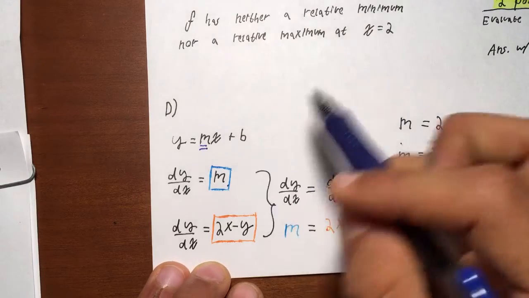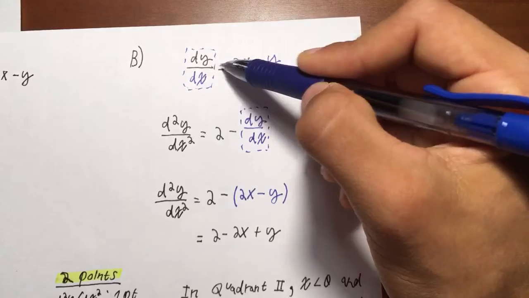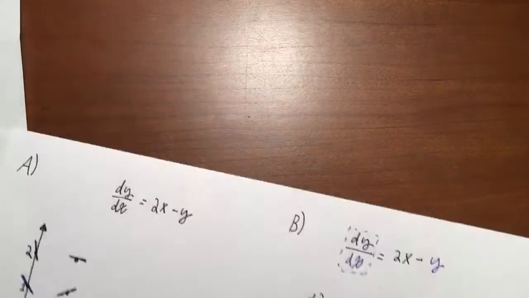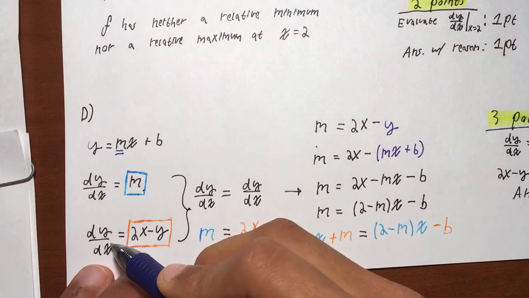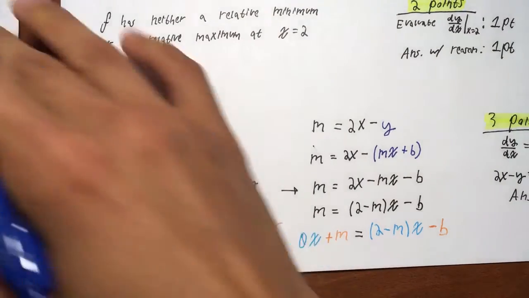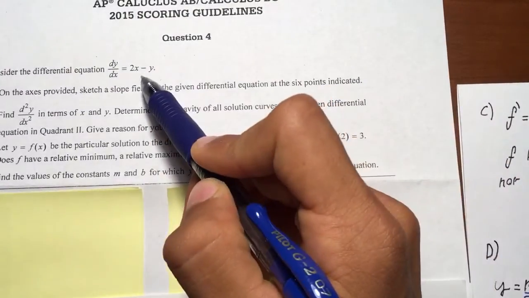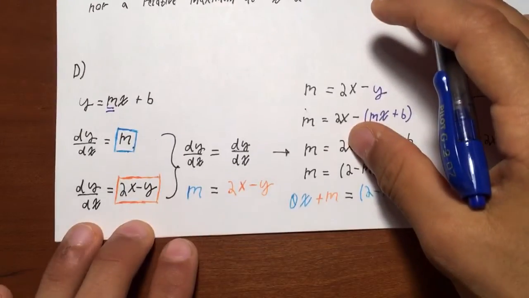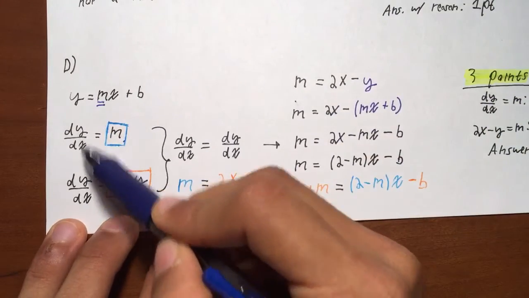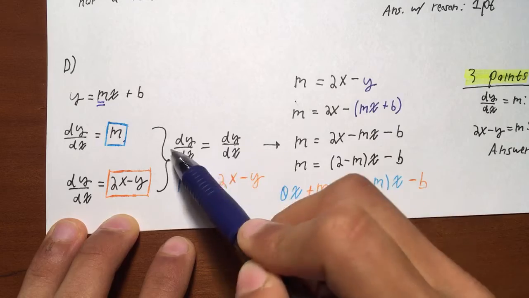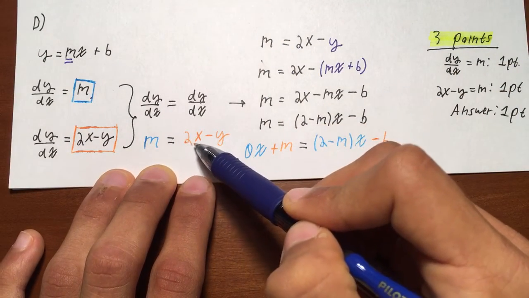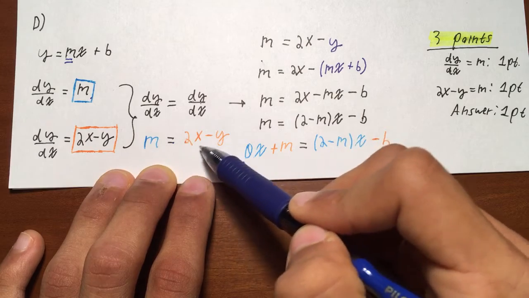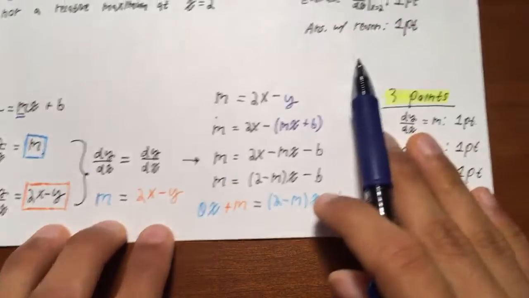Now again, this is all just like the last one, right? Just like before when we found the second derivative and we substituted, you're going to do the same thing here. You realize that dy dx is equal to 2x minus y, that equation that they give us at the beginning. So from there, because these two are the same, I'm going to set them equal to each other. And I get something that looks like m is equal to 2x minus y.